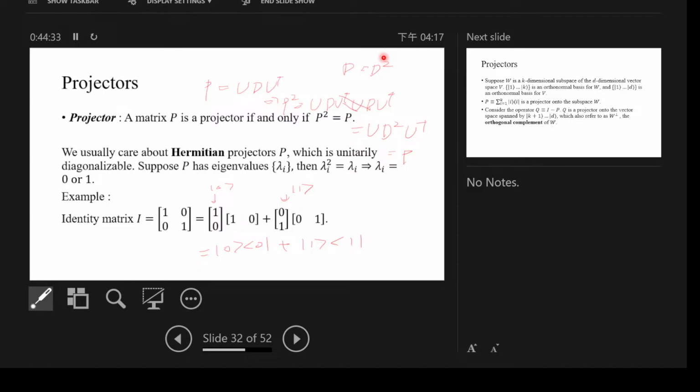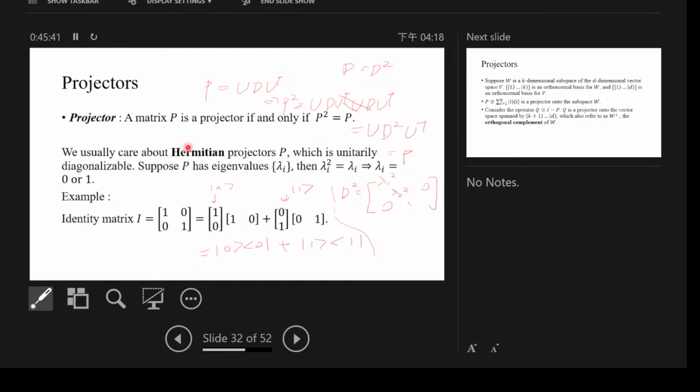But think about what D squared is. D is a diagonal matrix, so D squared is basically the same diagonal matrix with all the diagonal entries squared, because when you multiply diagonal matrices, you just multiply the diagonals together. So D squared will be the matrix with lambda 1 squared, lambda 2 squared, and so on, and all 0 elsewhere. This tells us that every lambda satisfies lambda squared equals lambda. From this equation, there are only two solutions: either lambda equals 0, so 0 squared equals 0, or lambda equals 1, so 1 squared equals 1. So that's projectors, or Hermitian projectors.